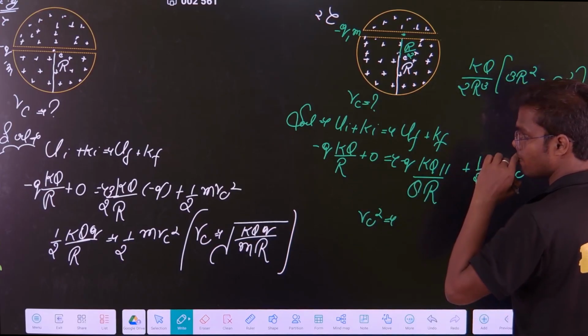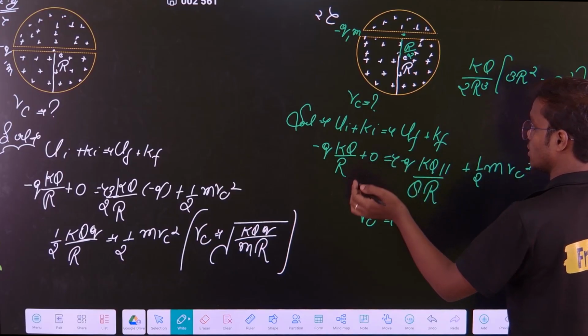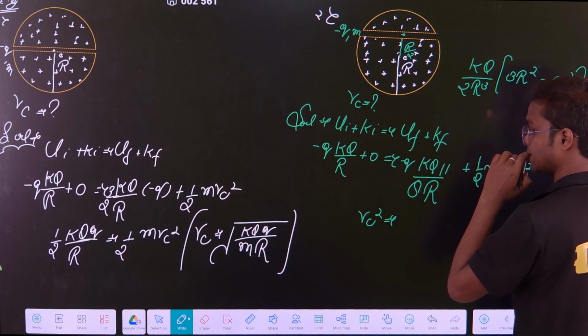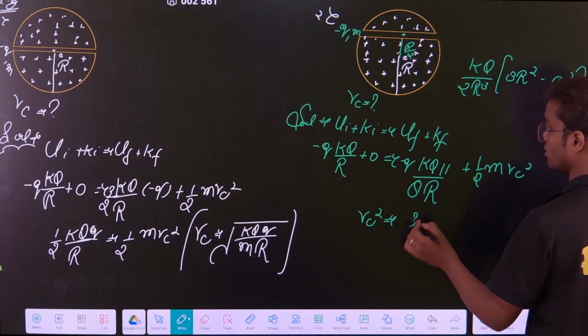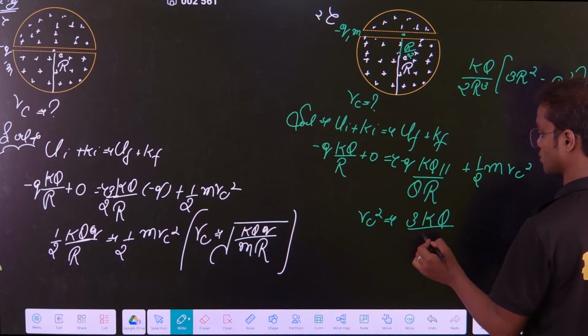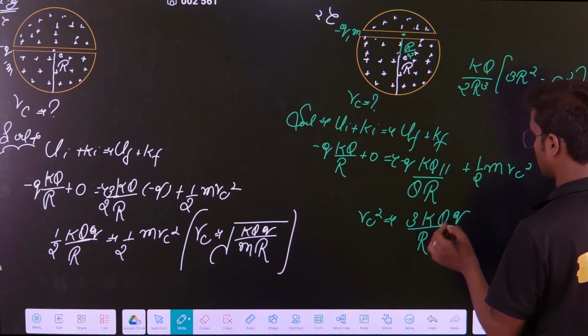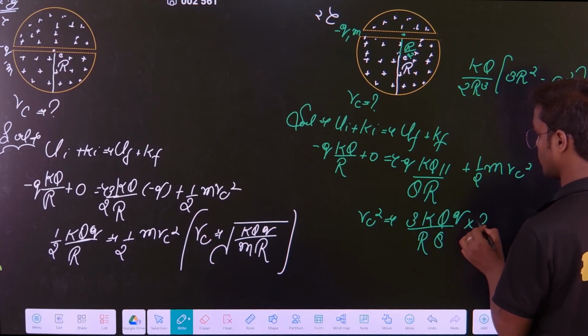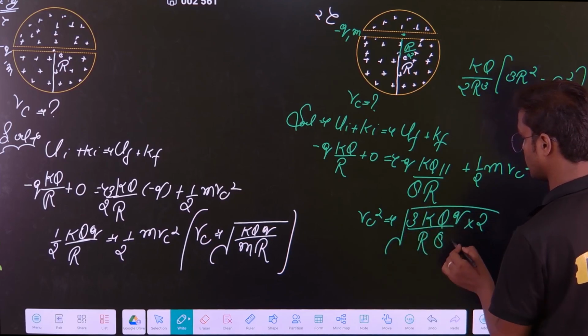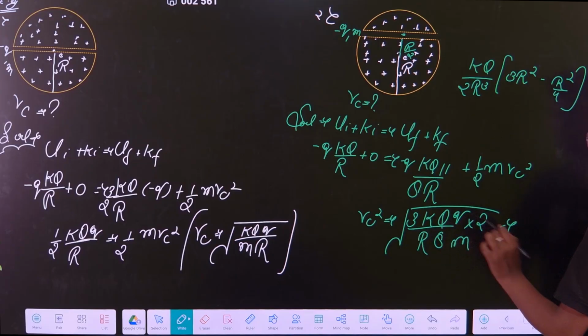11 here. So 11 by 8 means 11 minus 8 is how much? 3 kQq by r into small q, correct, by 8, and we have 2 also, so that we will take it here, and then you multiply and divide by m. So this is the thing we will get.